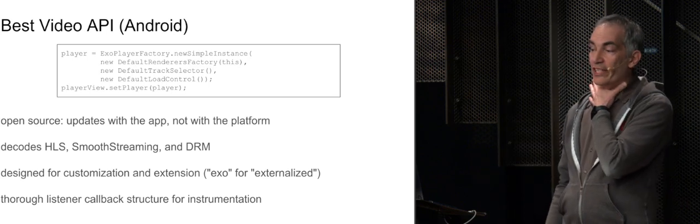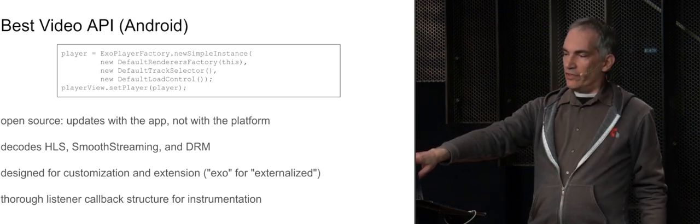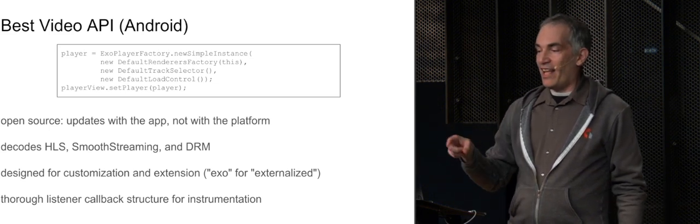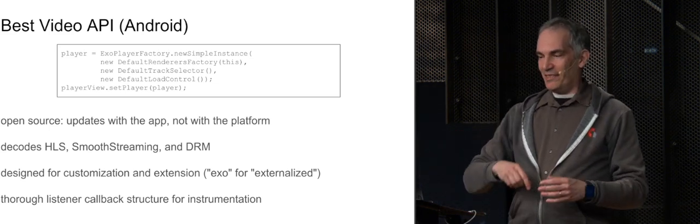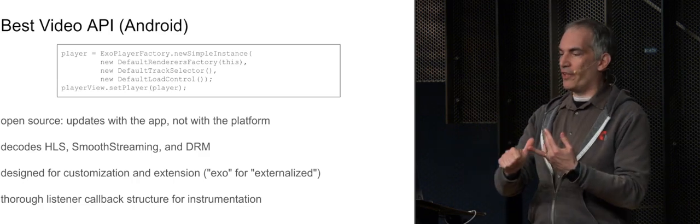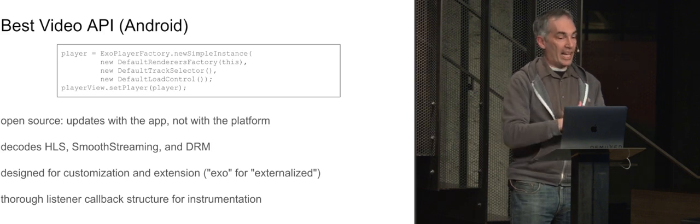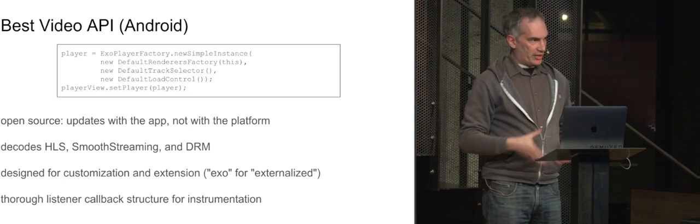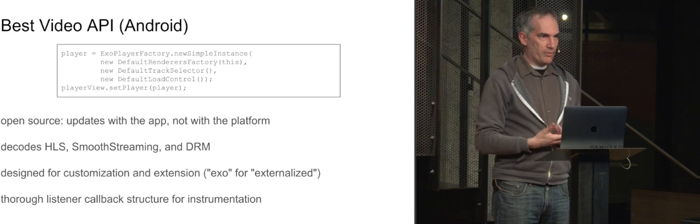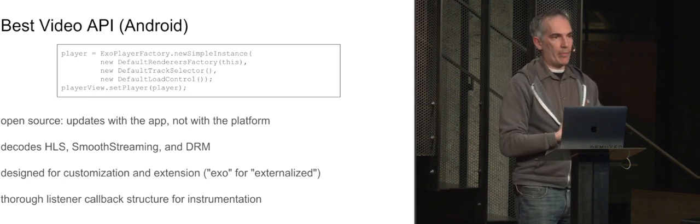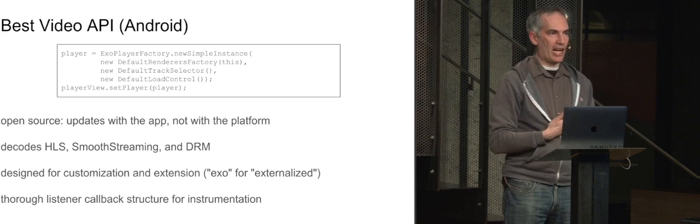So this is how ExoPlayer works. The code is incomprehensible because it has a lot of words in it that who knows what they mean. But it is an open source app. You can deploy it with your app. It does understand HLS and smooth streaming, the adaptive protocols. It has DRM features. It is extensible and very well exposed, and the people who work on it are very communicative, and it has thorough listener callbacks to understand pretty much everything you would want to know about how things are going.